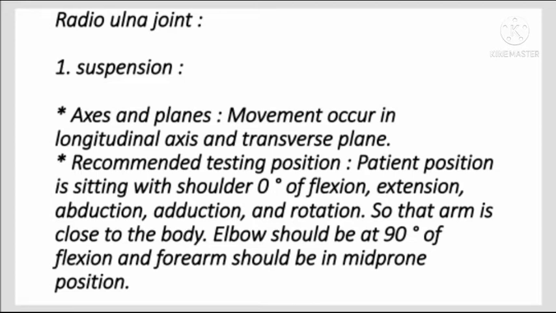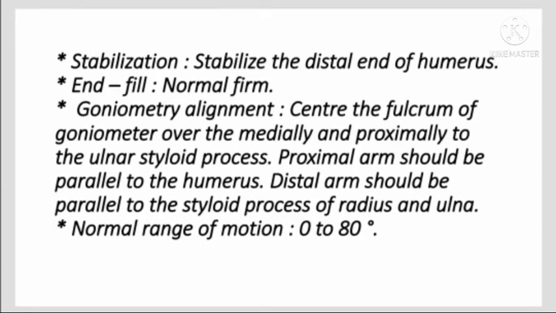Recommended testing position: patient position is sitting with the shoulder at 0 degrees of flexion, extension, abduction, adduction and rotation so that the arm is close to the body. Elbow should be at 90 degrees of flexion and forearm should be in mid-prone position. Stabilization: stabilize the distal end of the humerus. End feel is normal.